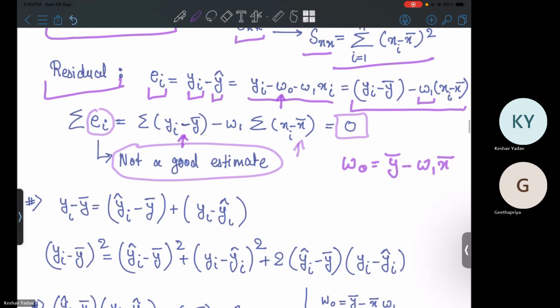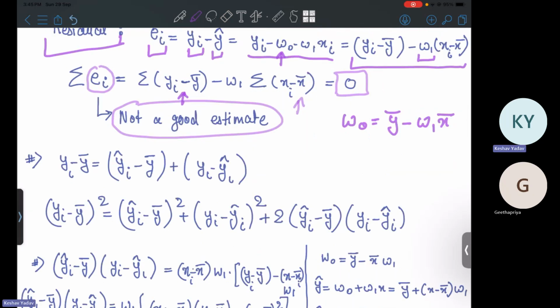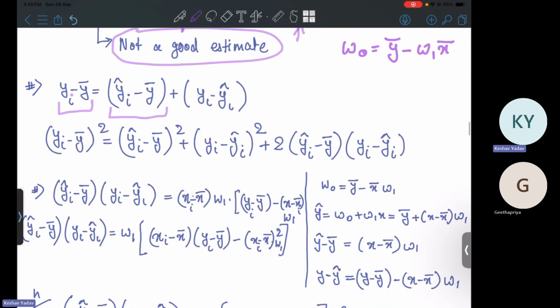So let us see this yi minus y bar. This yi minus y bar can be written as y hat minus y bar plus yi minus y hat. Now if we take the square of this term, plus 2 times the cross multiplication, this is what we will get here.